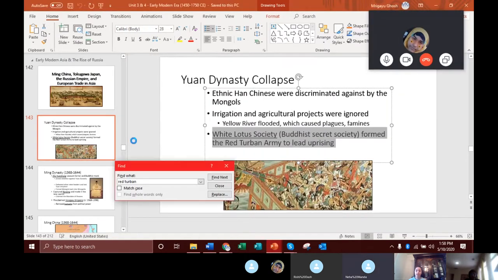It caused Catherine the Great to increase oppression of peasants.